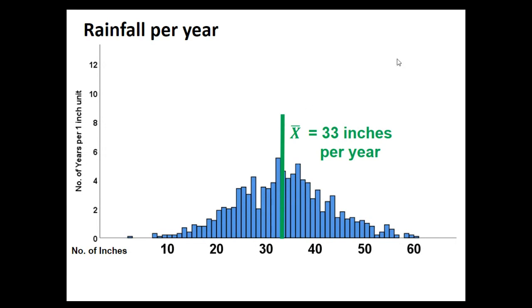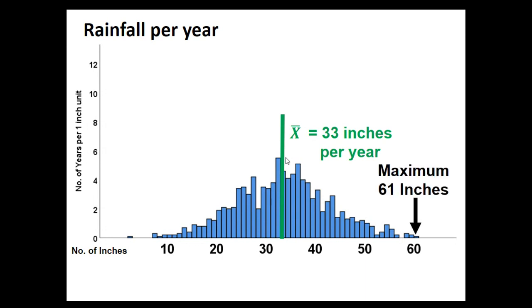Now, as you can see on this histogram, the average amount of rainfall per year, that's right here in the middle, is about 33 inches per year, about like Dallas. So this histogram has exactly the same mean as the red histogram we were looking at a second ago. But you notice this histogram looks a lot different from the red histogram, even though the two histograms both have the same mean.